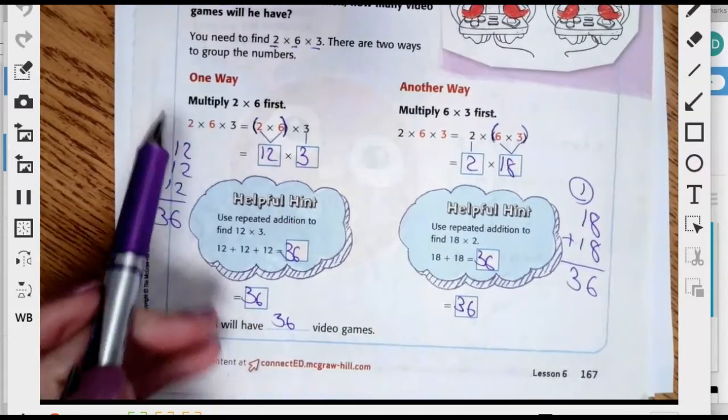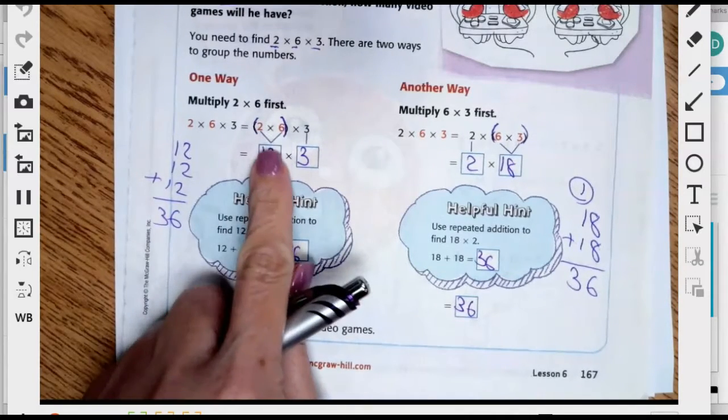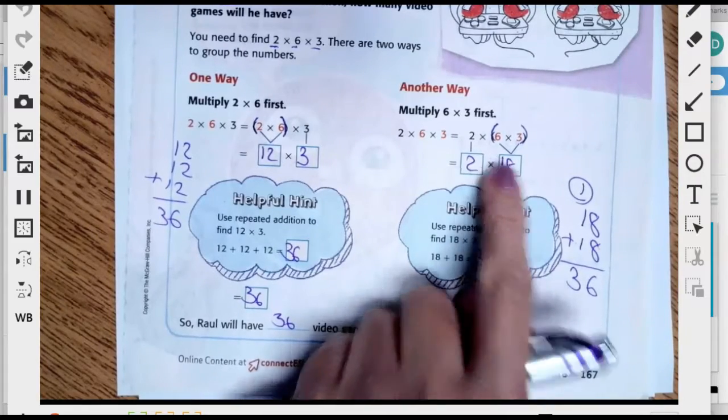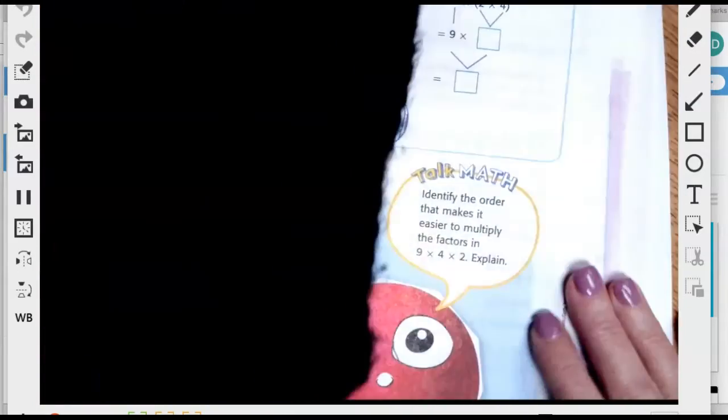So the associative property of multiplication says it doesn't matter how you group them, what you do first. You can do these 2 factors first or these 2, okay? When I have problems like this, I'm looking to see what's the easiest way to group them. All right, let's look at the next page.